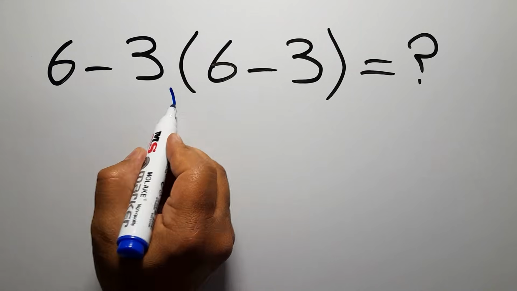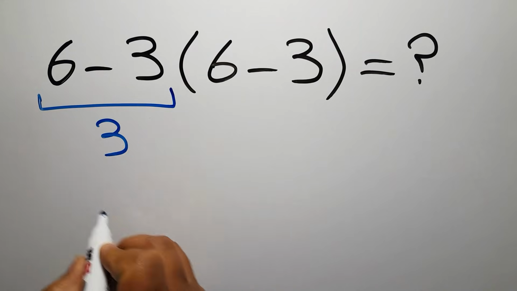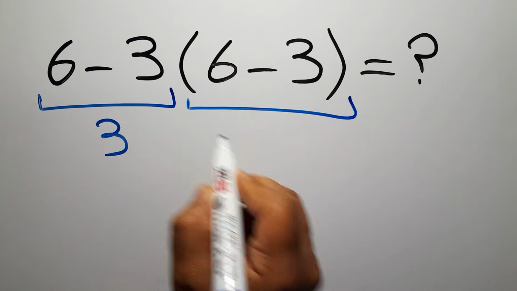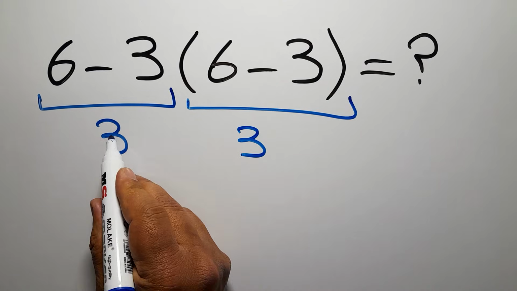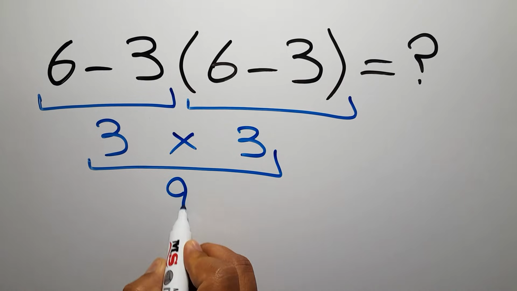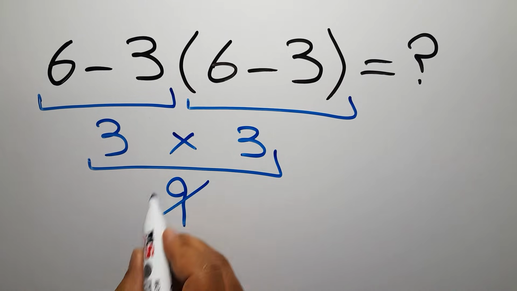6 minus 3 equals 3. And again here we have 6 minus 3. So 3 times 3 gives us 9. But this answer is not correct.